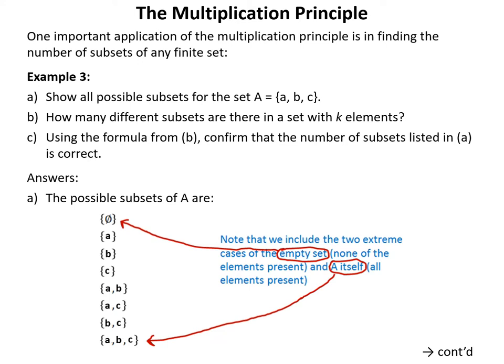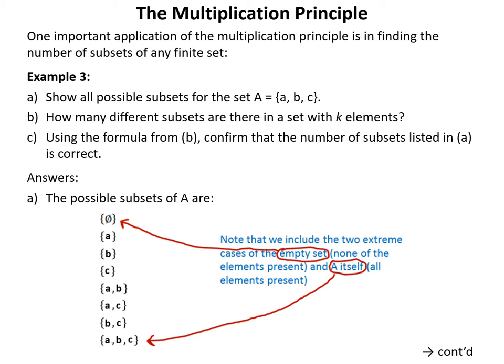One important application of the multiplication principle is in working out the number of subsets of any finite set. In example 3, we have a situation like this. Part A asks us to show all possible subsets for the set A equals the letters A, B, and C. And then in part B, we're asked to figure out how many different subsets there are in a set with k elements, which looks at a more general number of elements. And then in part C, we're to go back and use the formula we come up with in part B to confirm the answer that we got in part A for the number of subsets listed in part A.